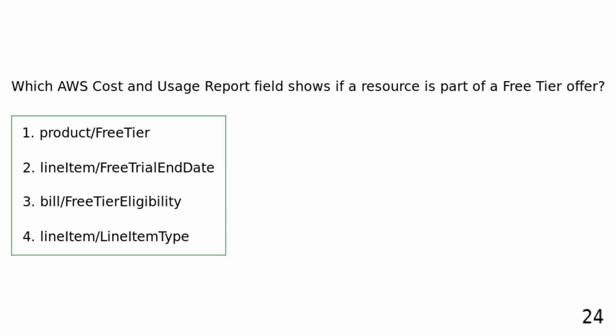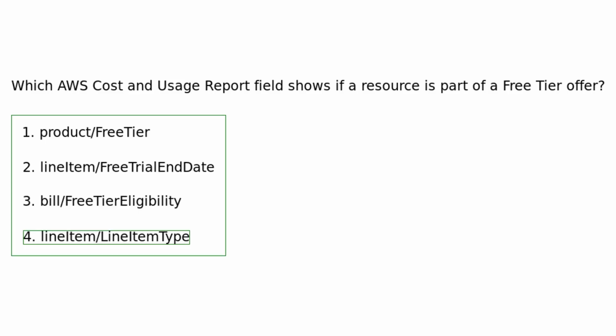Which AWS cost and usage report field shows if a resource is part of a free tier offer? Product/free tier. Line item/free trial end date. Bill/free tier eligibility. Line item/line item type. In some cases, the line item/line item type field will show free if a resource is covered under the AWS free tier, helping you track your free usage.